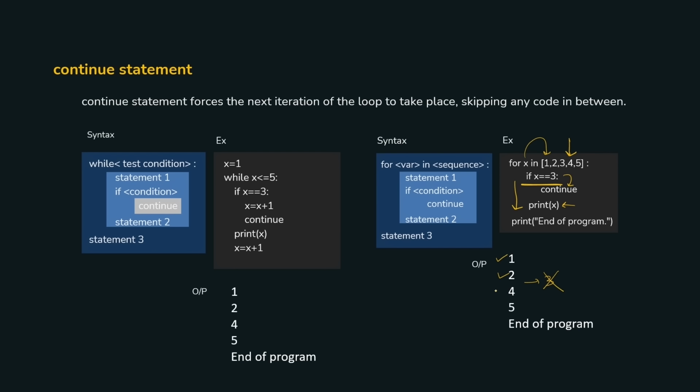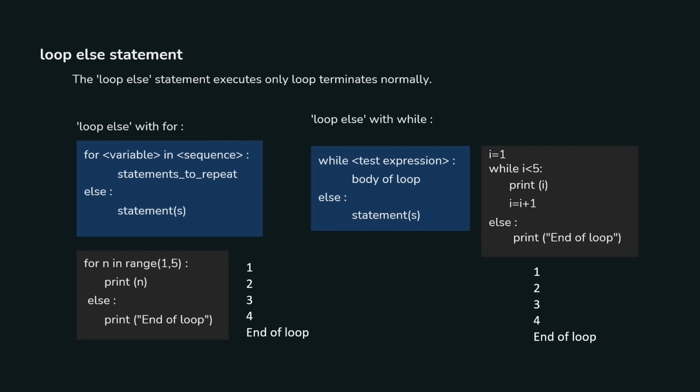The next value is 4. After that we have 5. And out of the loop we have end of program. Hope you understood the execution of the code. This is a new concept in Python, that we have an else part for the loop also. This else part will execute when the loop terminates normally. If you use break, then this else part will not execute.